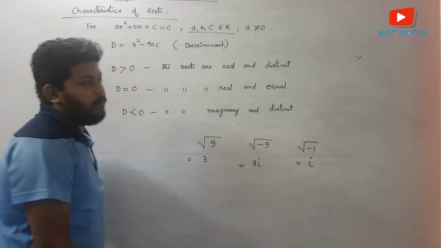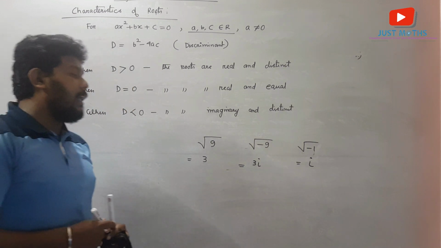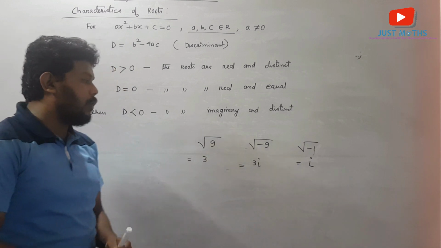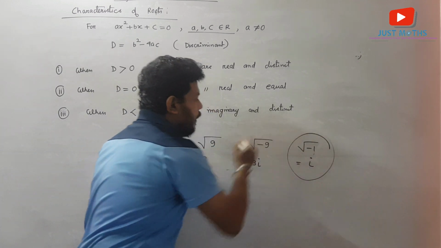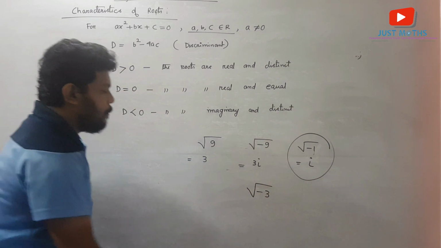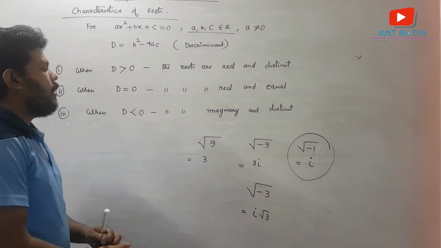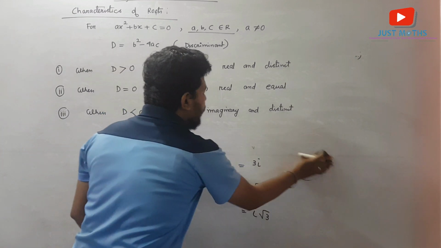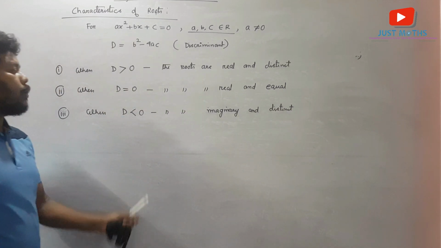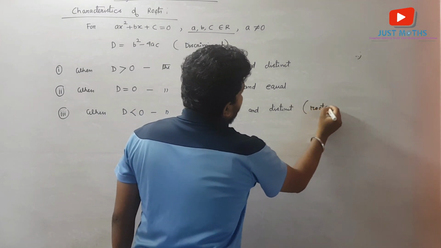This is called an imaginary number. When we get something negative inside a square root, we take the minus 1 under the square root as i. That is, if you have minus 3 under the square root, it becomes i root 3. It's an imaginary number. So when the discriminant is negative, we get imaginary numbers. That's why we can also say the roots are complex.